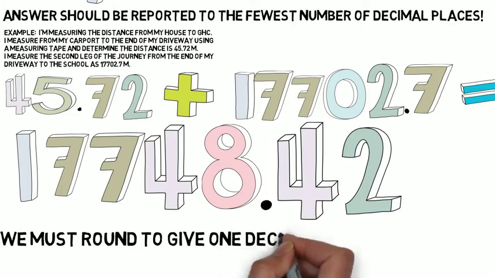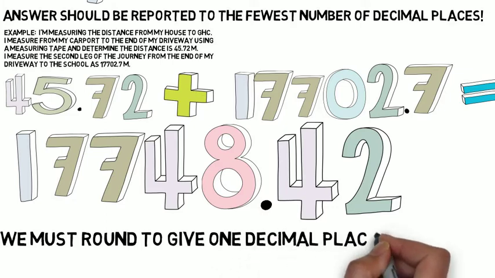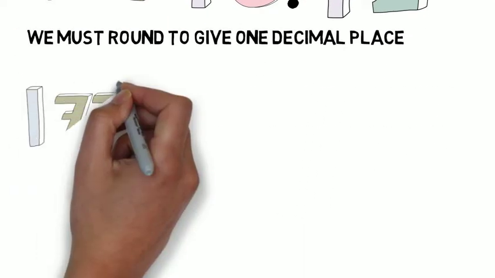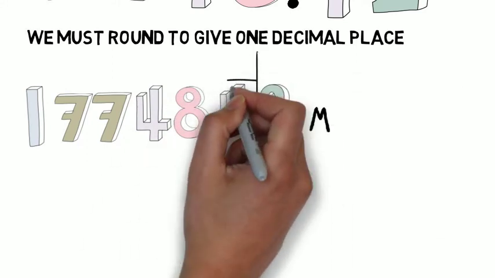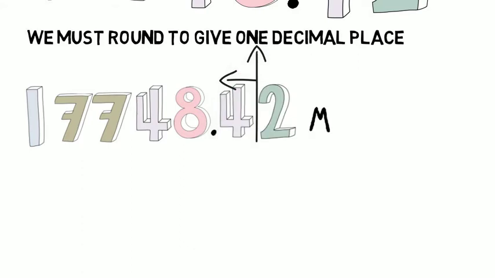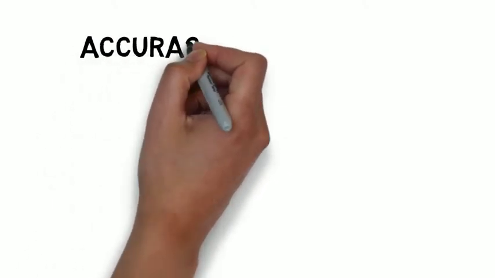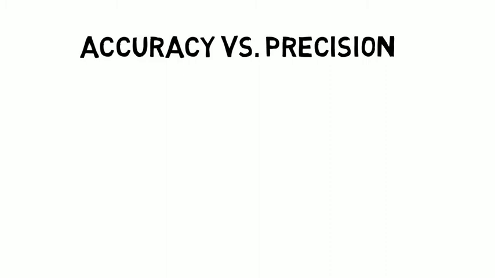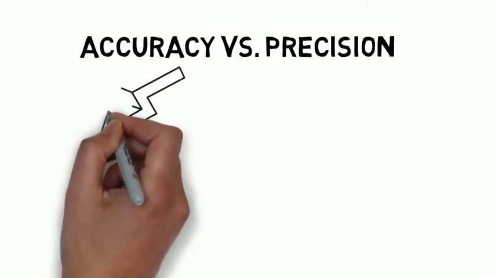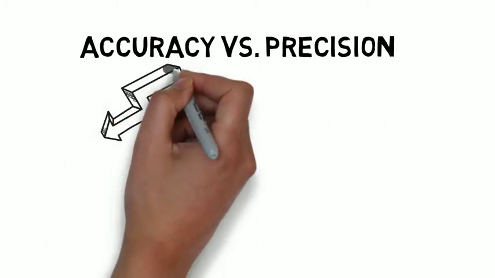The least number of decimal places was given to me by my odometer. That's 1 decimal place. So if I round this value to 1 decimal place, I'm going to draw my line between the first decimal place and the last. I see that that is a 2. That 2 means that I am not going to round my 4 up, and my final answer is going to be 17,748.4.